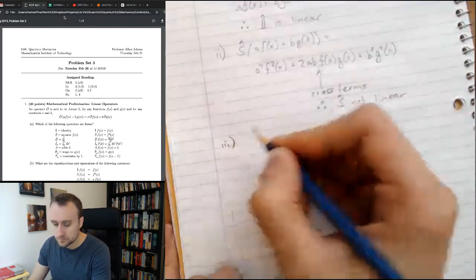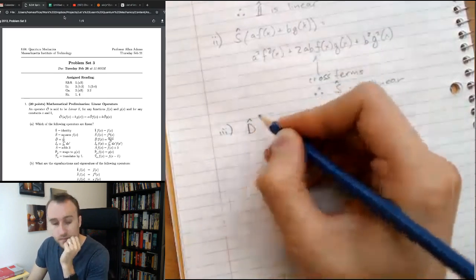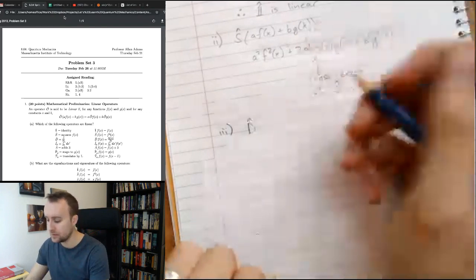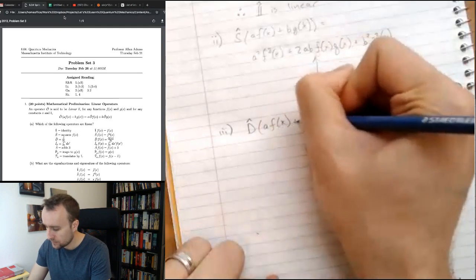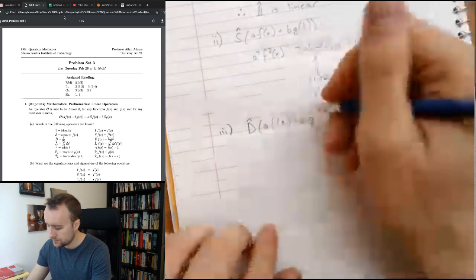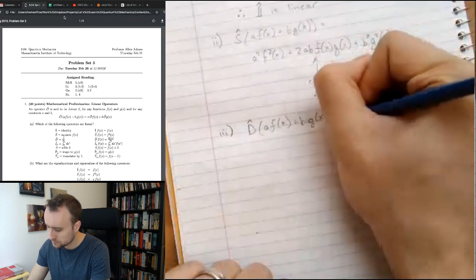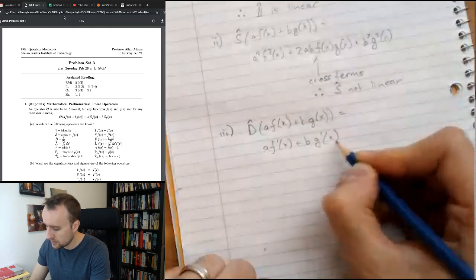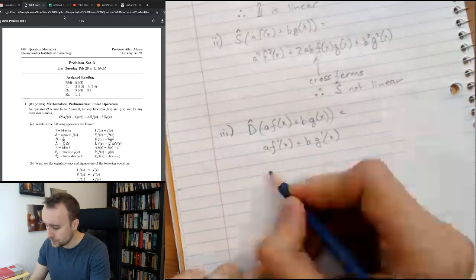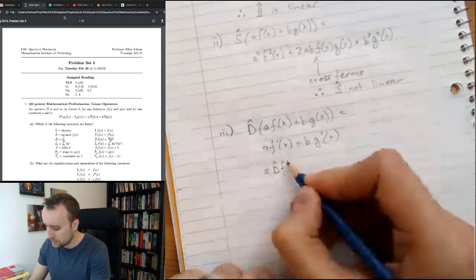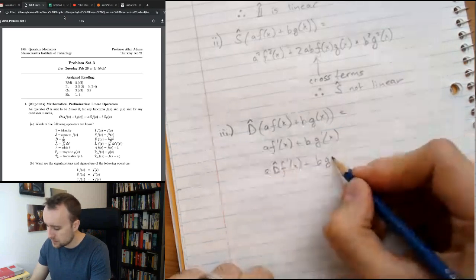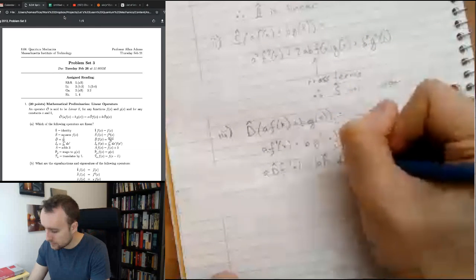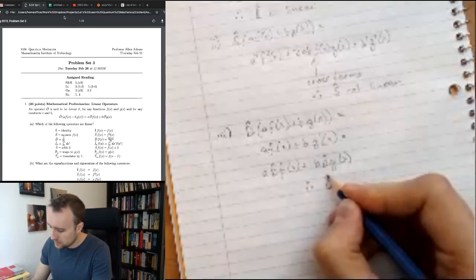All right, 3. What is this D hat? D hat is the derivative. Okay, so the derivative of a f(x) plus b g(x) is equal to a f prime(x) plus b g prime(x). But this is also equal to a D f(x) plus b D g(x), and therefore it is linear.